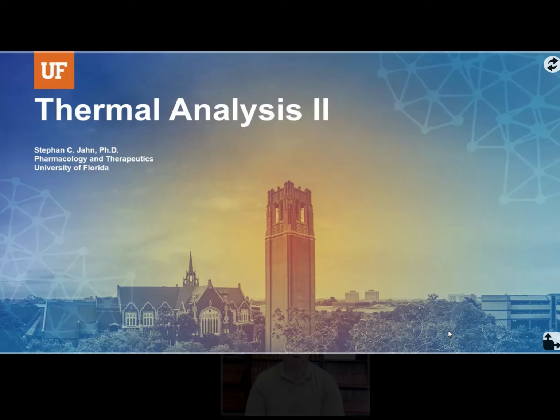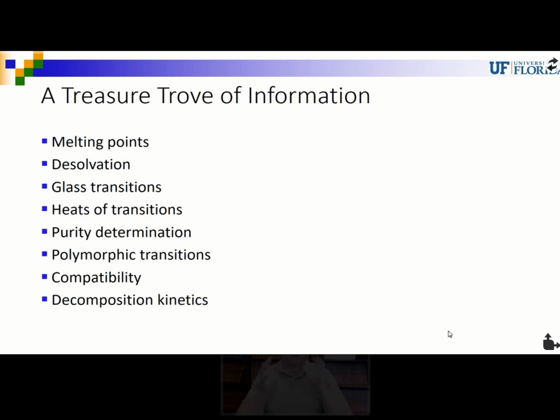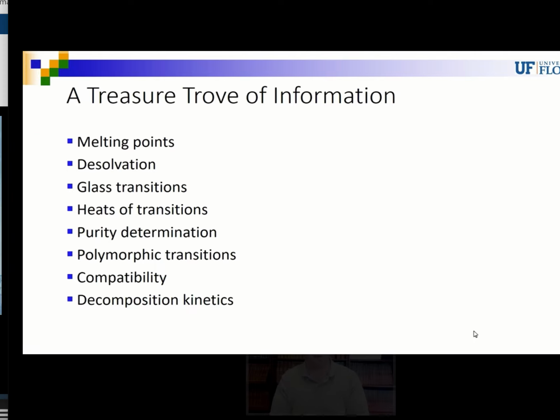Okay, so let's pick up where we just left off. We were talking about the differences between the two types of DSC instruments. Regardless of which type we use, we can get a lot of information based off how the two pans and the energy changes differ from each other. We can figure out what the melting point of our compound is.